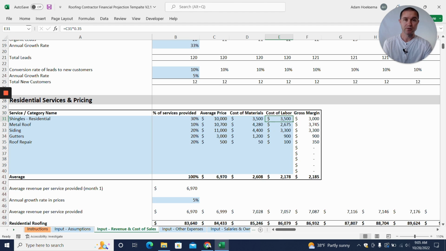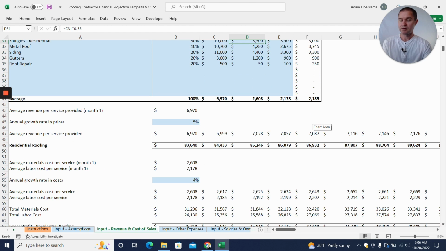And the same thing with labor. You'll probably have a percentage that you're shooting for. And so we did some research. I think roofing contractors generally have a cost of goods sold in the kind of 60 to 80% range, meaning your gross profit on a job is going to be 20 to 40%. So that's why we've got 35% for labor and 35% for materials in this example, giving us a 30% gross profit margin on this particular job. You'll be able to set that for your own services and your expectations.